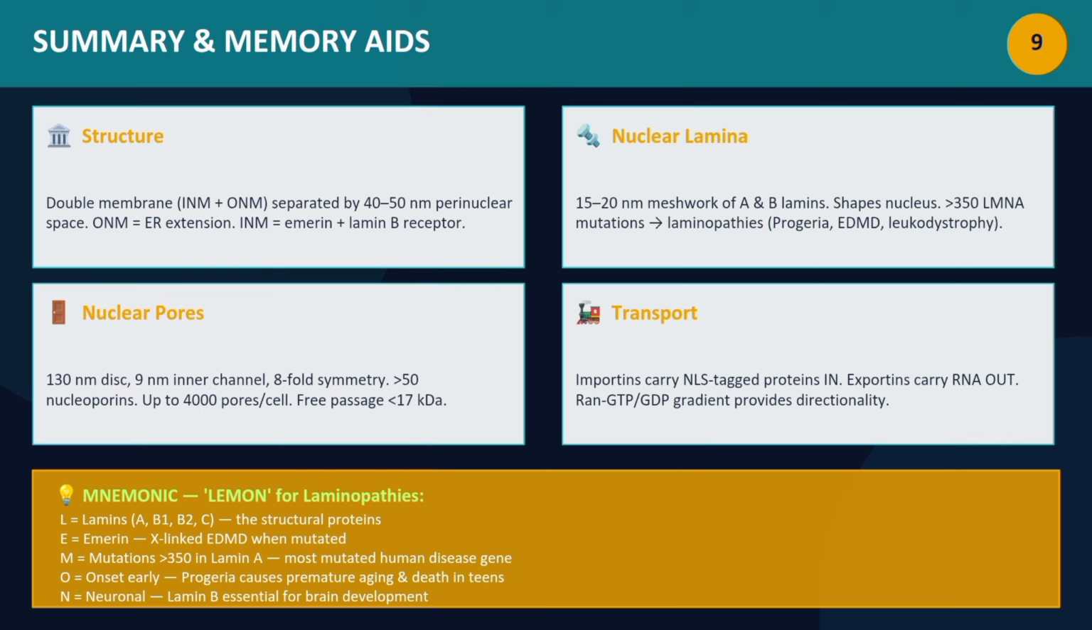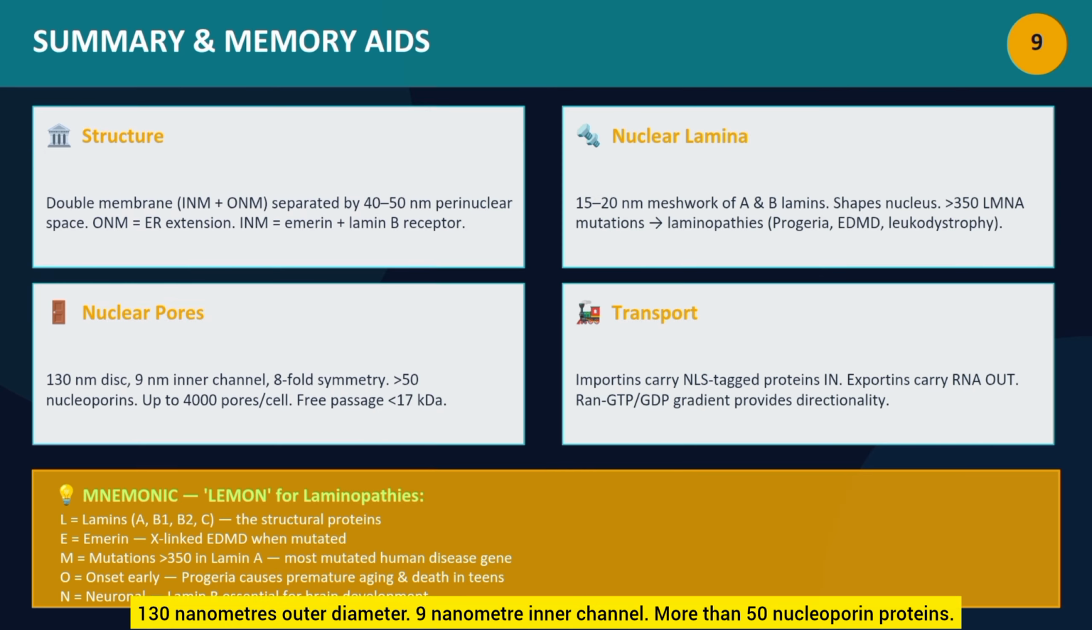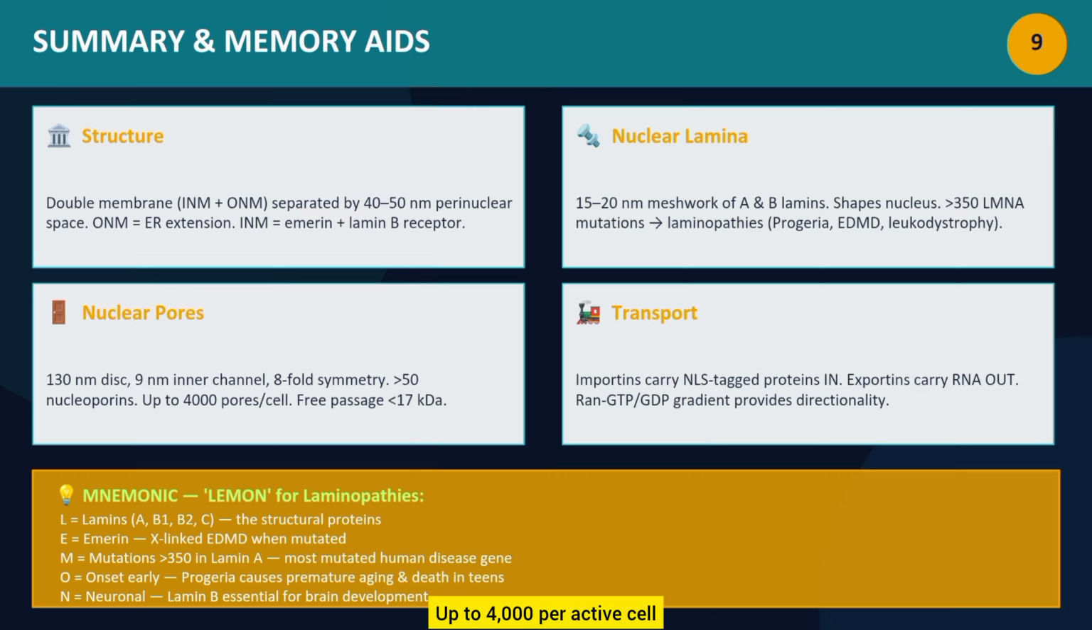Point 3. Nuclear pores. 130 nanometers outer diameter. 9 nanometer inner channel. More than 50 nucleoporin proteins. Up to 4,000 per active cell. 8-fold octagonal symmetry. Free passage for molecules under 17 kilodaltons.